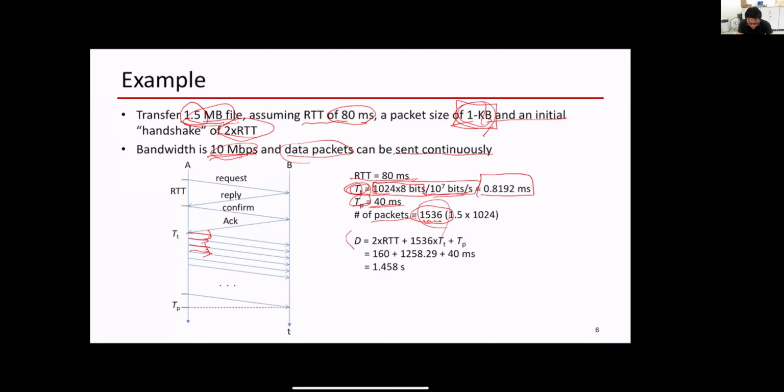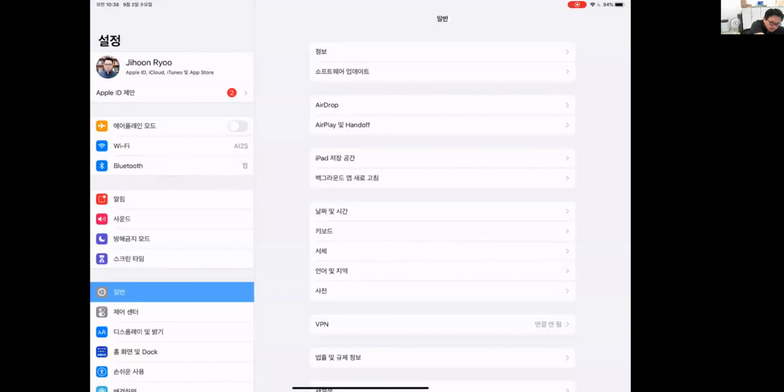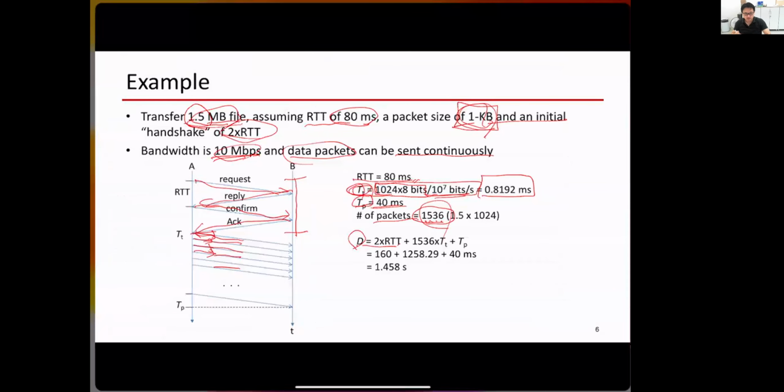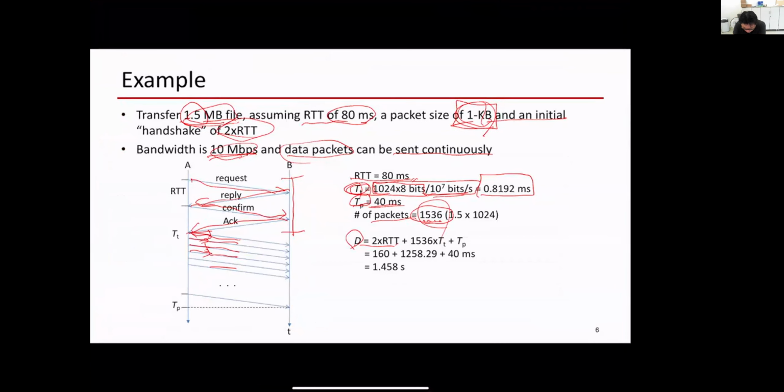First, I have to do the initial 2 handshakes, meaning can I send it? Yes, you can. Then I can continuously send my packages. So I have to send 1,536 times of transmission. I have to repeat it. Then in the end, I have to wait for this event to end, so I have to consider propagation time. Therefore the total is 1.47. Clear?